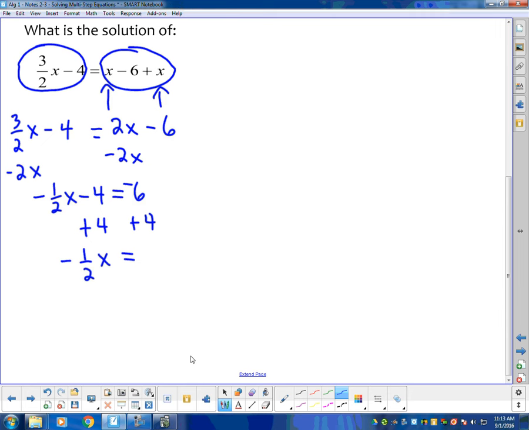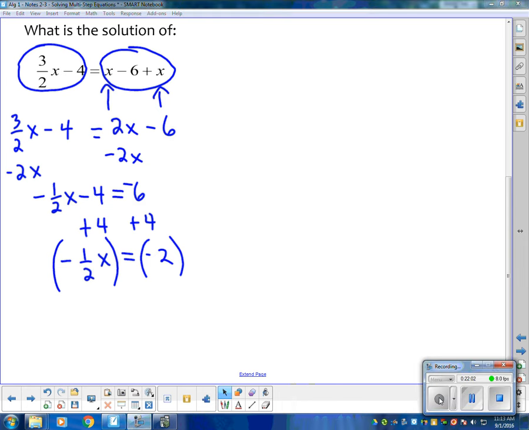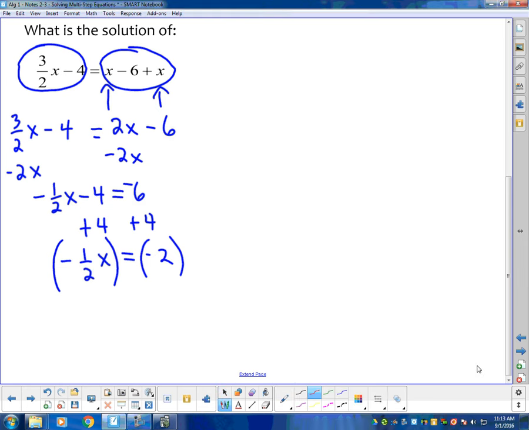So negative 1/2 x equals negative 2. And then if you'll recall, when we have a fraction in front of a variable, we solve by multiplying each side by the reciprocal. So now you multiply each side by the reciprocal of what's in front of x. So it's negative 2 over 1. And on the other side, the same thing, negative 2 over 1.